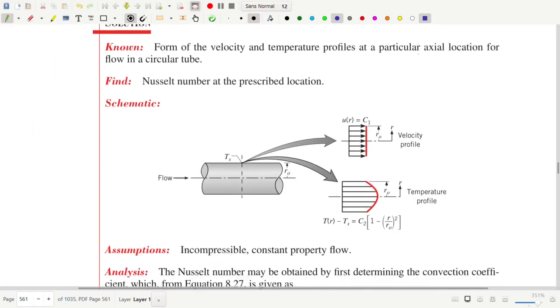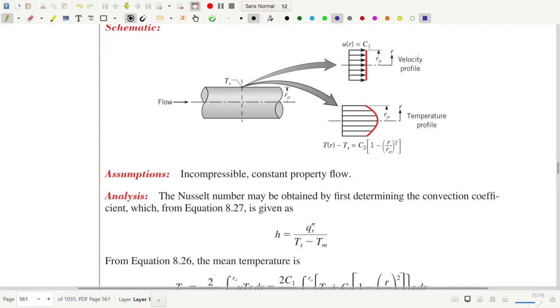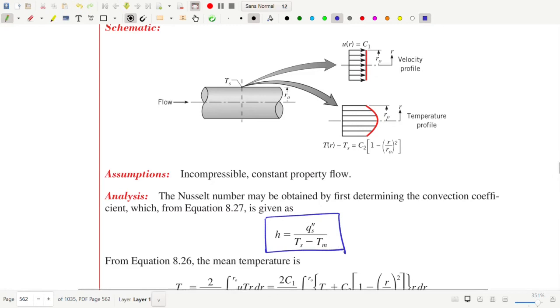Okay, so let us proceed with the analysis. Remember that for the Nusselt number we have to calculate the heat transfer coefficient, and the heat transfer coefficient for external flows over circular cylinders or circular pipes is given using this relation. Okay, so Qs double prime, which is the heat flux convecting out from the surface of the pipe.